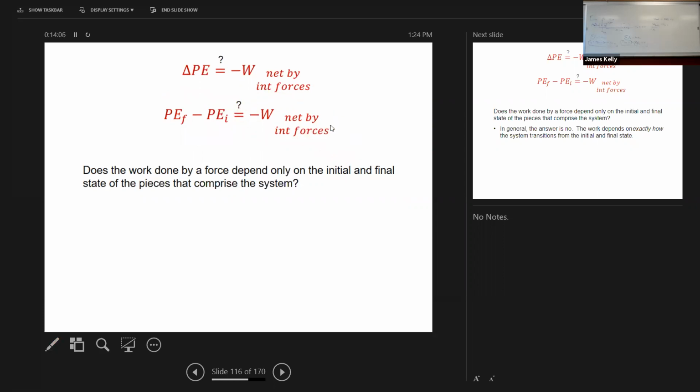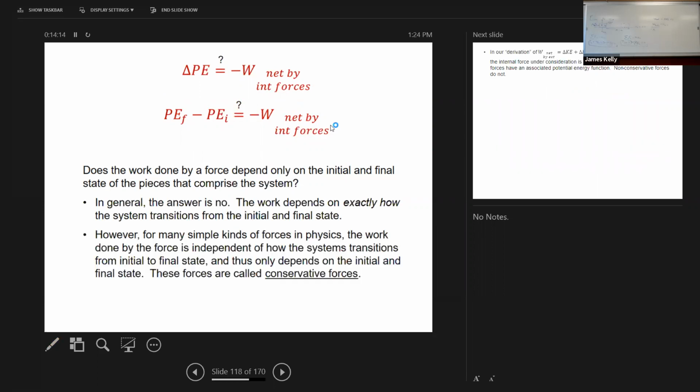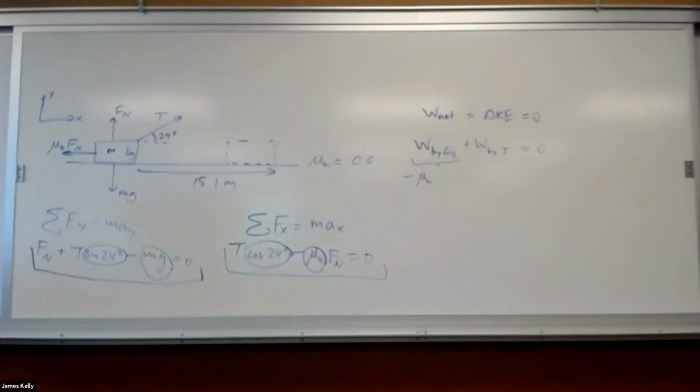If one of my internal forces is like friction, at least, it seems like we might be in trouble. Okay, so in general, the answer is no. But for a lot of kinds of systems or kinds of forces, it actually doesn't depend on how you get from initial to final. And those forces you read about were called conservative forces. Gravity is an example of a conservative force. Let me just give you a couple of examples about how this might be the case.